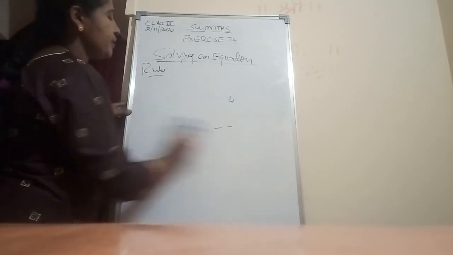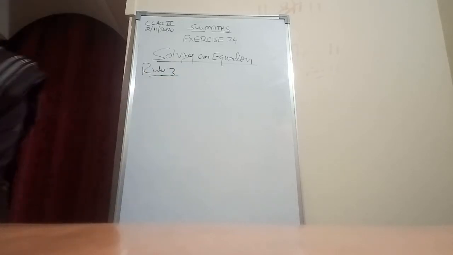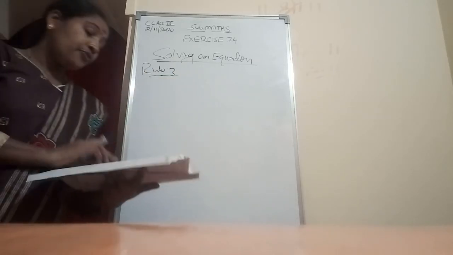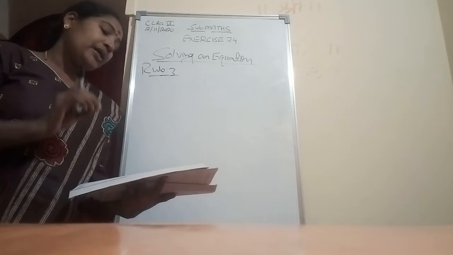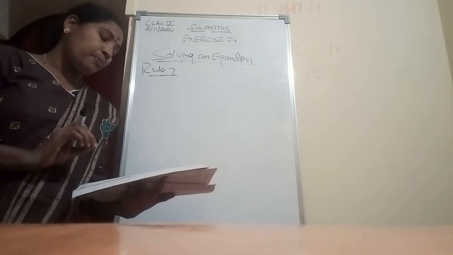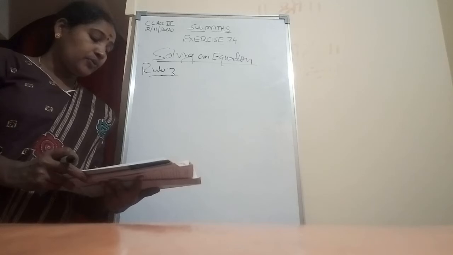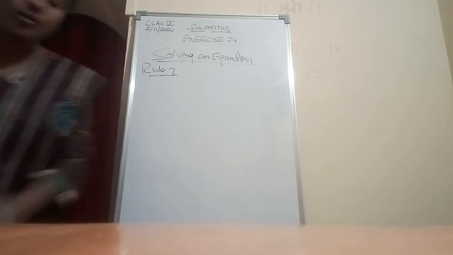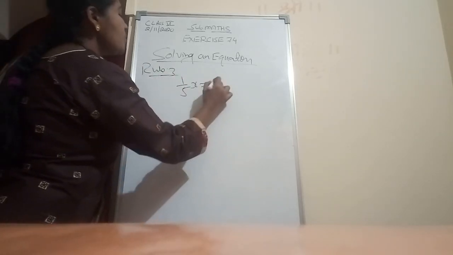Now rule number 3. Let me read rule number 3 also. If we multiply both the sides of an equality by the same non-zero number, the equality holds true. Okay. One of the examples is 1 by 5 x is equal to 6.